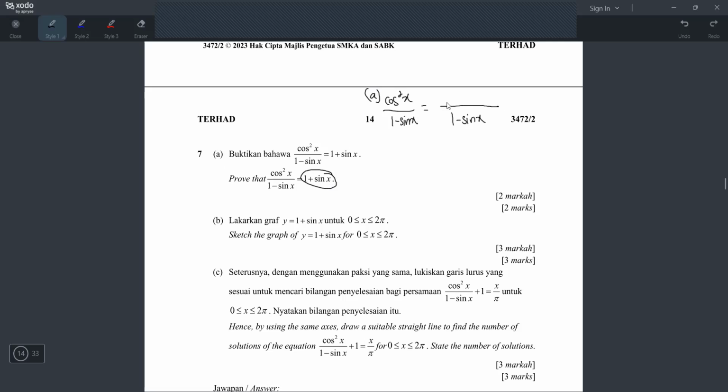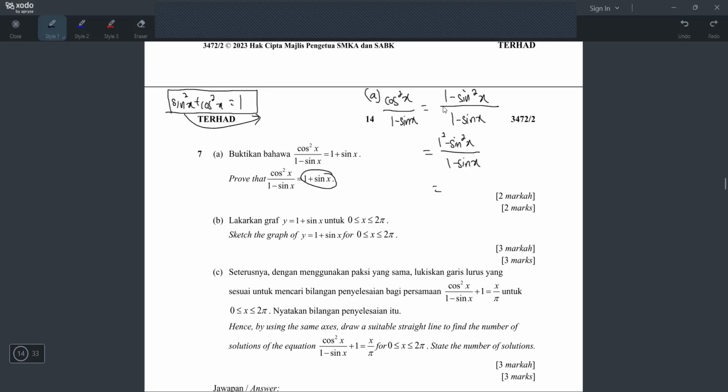But cos square actually can change to 1 minus sin square, right? Because of the basic identity, sin square plus cos square equals 1. Do you remember this? This is the basic identity, the first formula. That's why cos square equals 1 minus sine square. And guess what? 1 minus sine square, we can write it like this: 1 square minus sine square x, over 1 minus sine x.